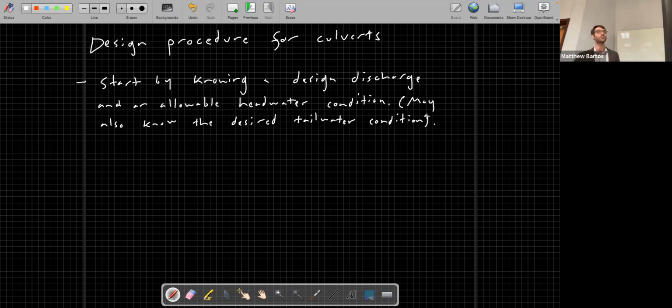Exactly. So we'll show diagrammatically what this looks like, but the headwater condition refers to the depth of the water upstream of the culvert, and the tailwater condition refers to the depth of the water downstream of the culvert. And generally, we want to design for the headwater condition because that'll determine whether the roadway gets overtopped or not. Okay, we don't want the roadway to be submerged. Okay, so given these design conditions, we need to design the dimensions of the culvert.